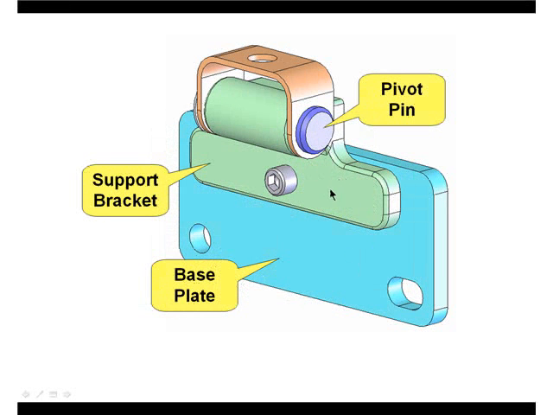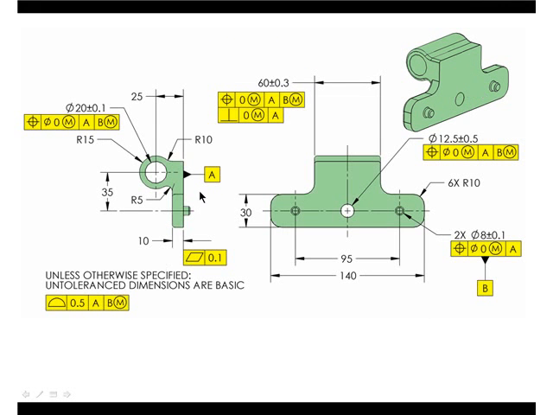Let's take this support bracket as an example. It mounts onto this base plate, and its main purpose in life is to locate and orient the pivot pin. Functionally, this back surface would want to be your primary datum feature, and so I've labeled that as datum feature A. The part is located using these two bosses, and so those two bosses have been made datum feature B.